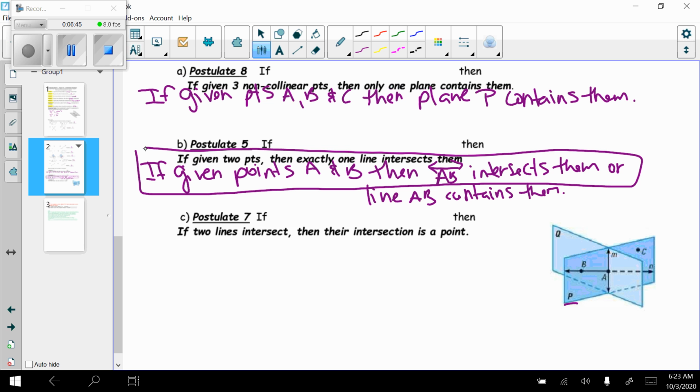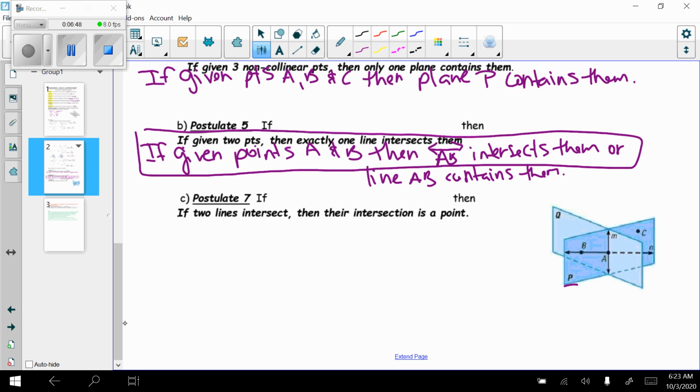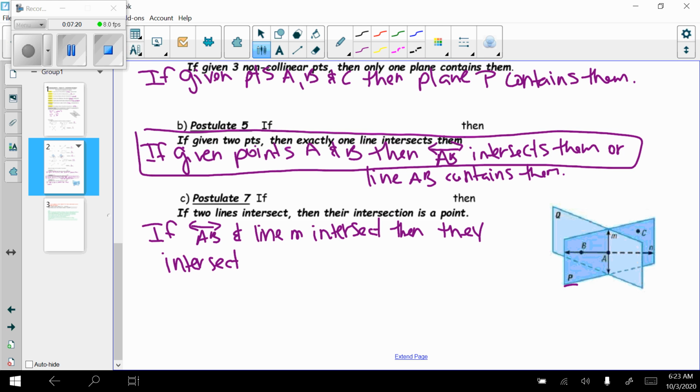All right, postulate number 7. If 2 lines intersect, then their intersection is a point. So what 2 lines do I have in this picture? Okay, so I have line AB and line M that are intersecting here. So if line AB and line M intersect, then they intersect at point. So what is the point where they intersect? A, at point A. Okay.